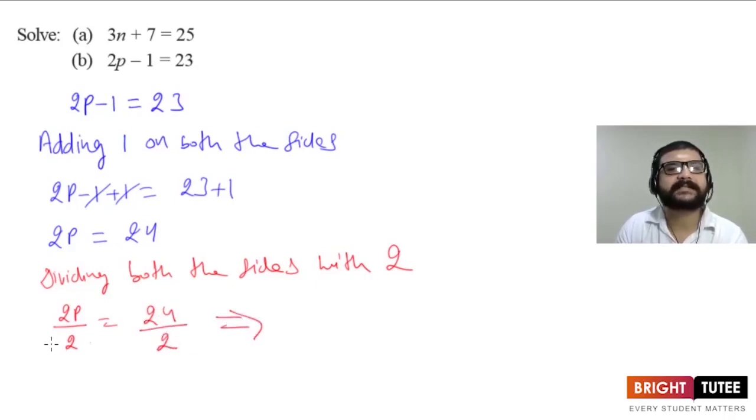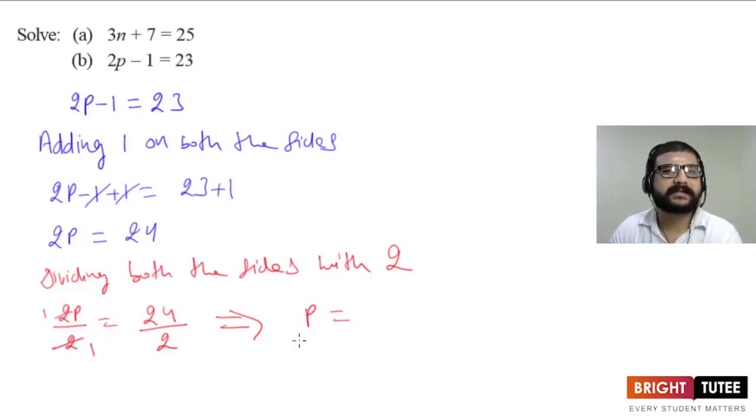Now by simplifying this, we can cancel this 2 with this 2 and we are left with p is equal to 24 divided by 2. This gives us the value of p as 12. Therefore the final value of p, or the solution of the equation, is p is equal to 12.